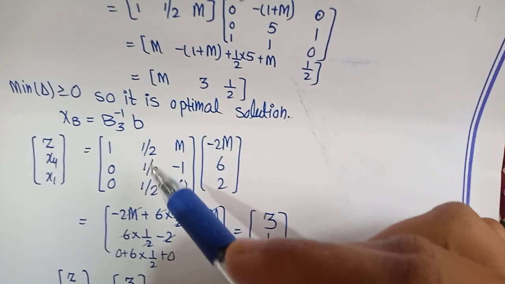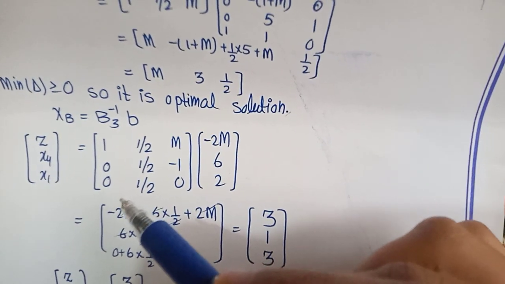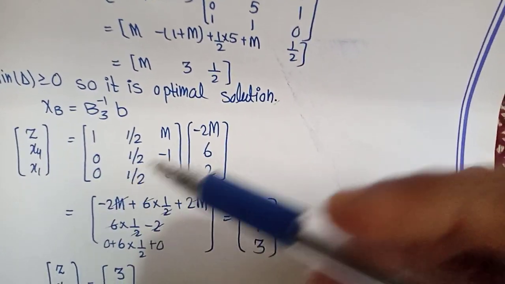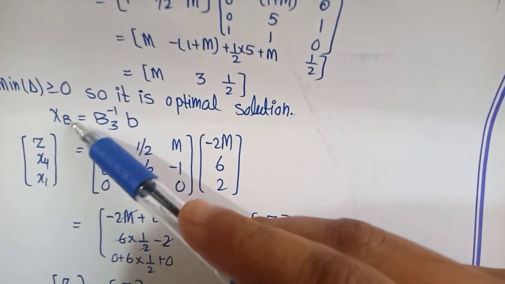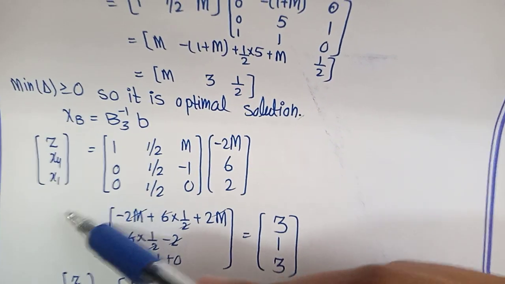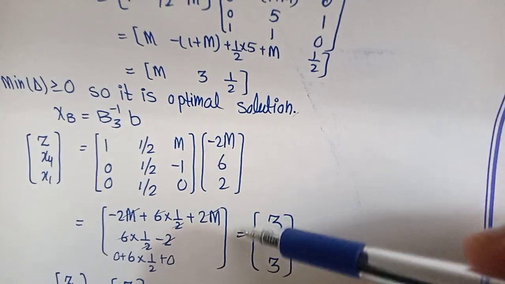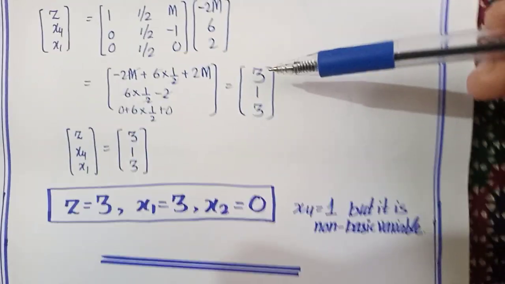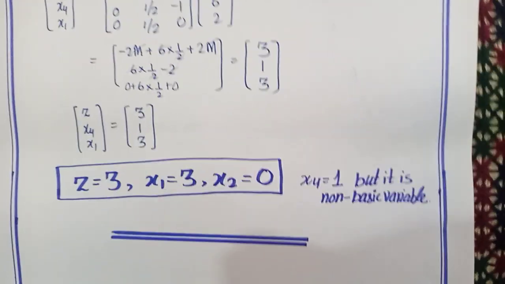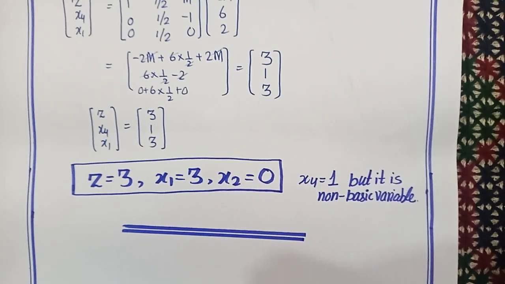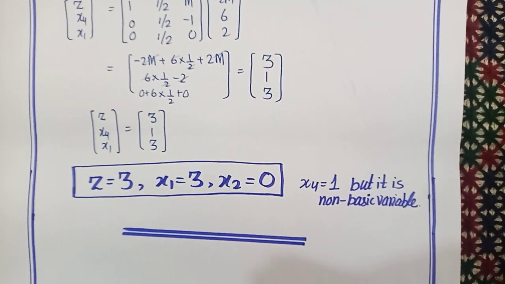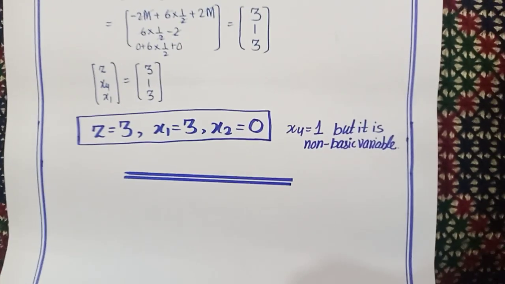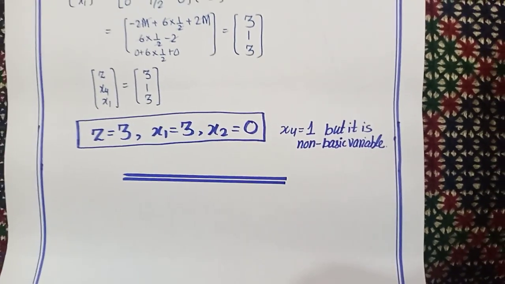Last step is to find its solution. xB is equal to B3 inverse and b. xB, Z, x4, x1, B3 inverse and b. Then multiplication gives 3, 1, 3. Z is equal to 3, x1 is equal to 3 and x4 is equal to 1, and x2 equal to 0, but it is a non-basic variable.